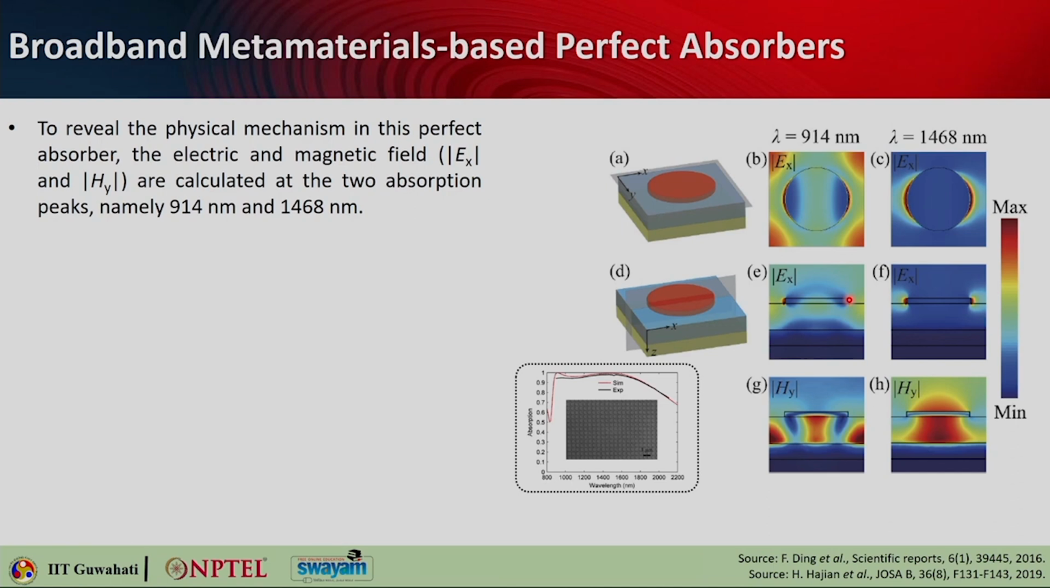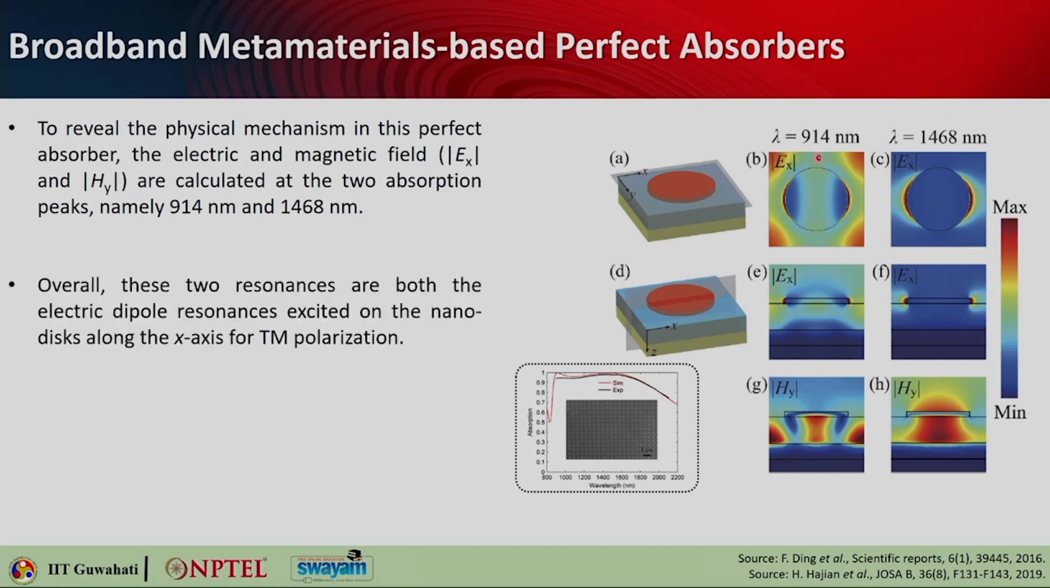So here are some simulation results that show you how it works. To reveal the physical mechanism in the perfect absorber, you can plot the electric and the magnetic fields at the two absorption peaks. If you carefully see, there is one peak and then there is another peak here. So there are two peaks which are spectrally overlapping. One is a narrow peak and another one is a pretty broad peak. There is a peak at 914 and another one at 1468 nanometer.